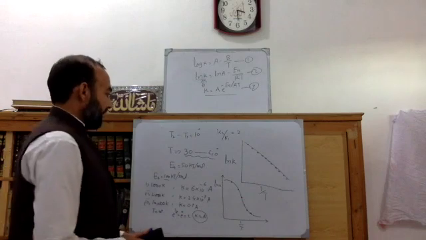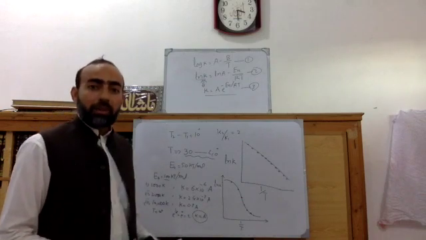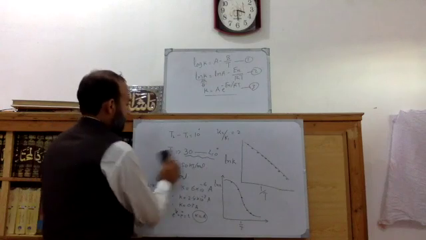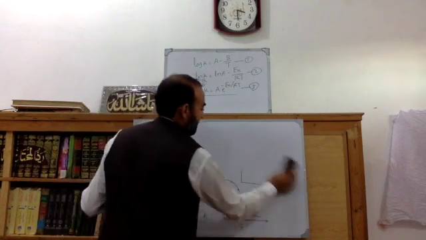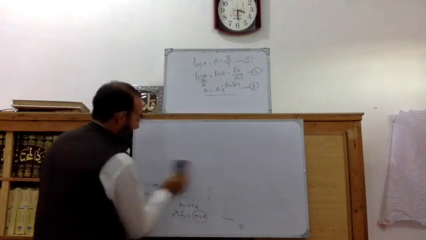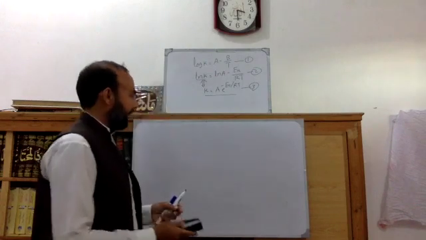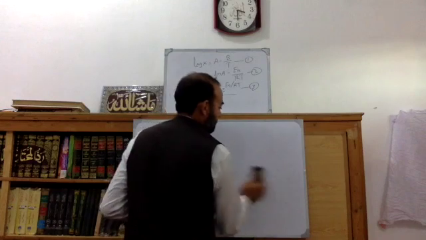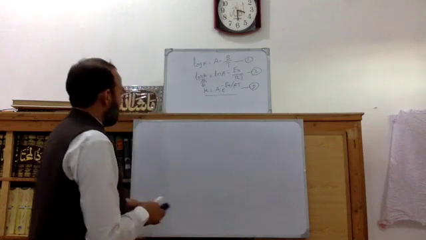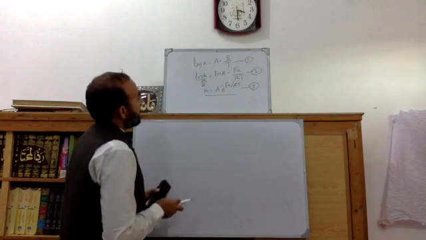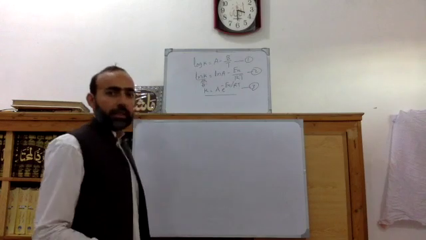Now there is a question: what are actually the factors which affect this linear behavior? Why is there not a linear behavior? What are the specific factors? For the specific factor, we are just considering the activation energy.